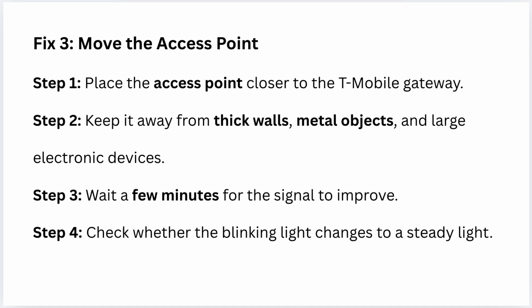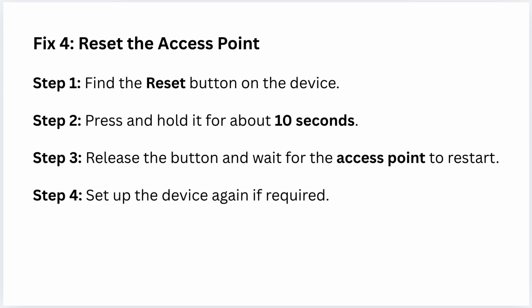Third one is move the access point. Place the access point closer to the T-Mobile gateway, then keep it away from thick walls, metal objects and large electronic devices. Wait a few minutes for the signal to improve. Then check whether the blinking light changes to a steady light.